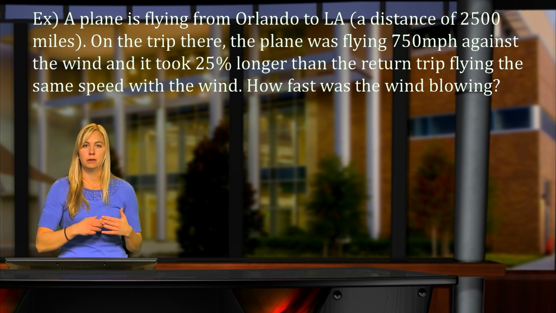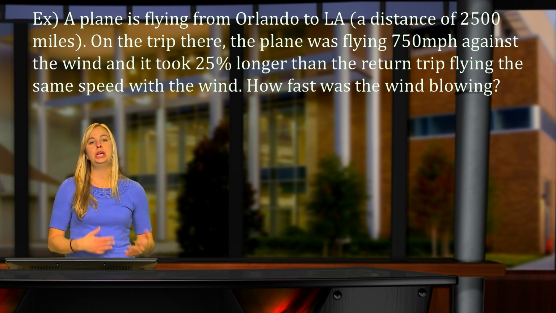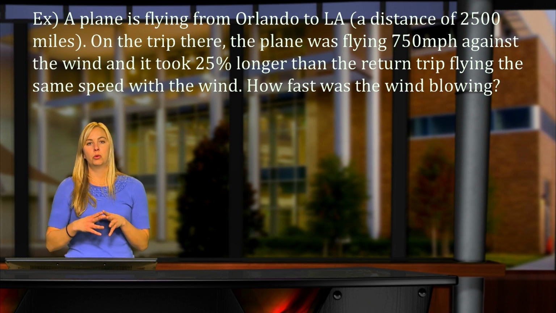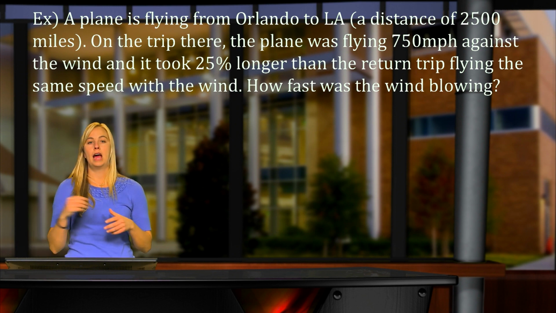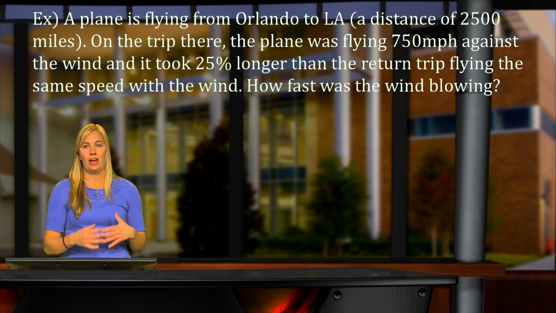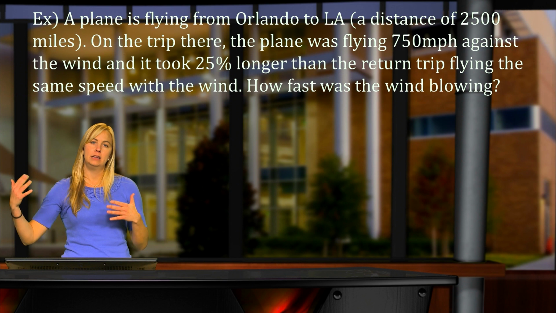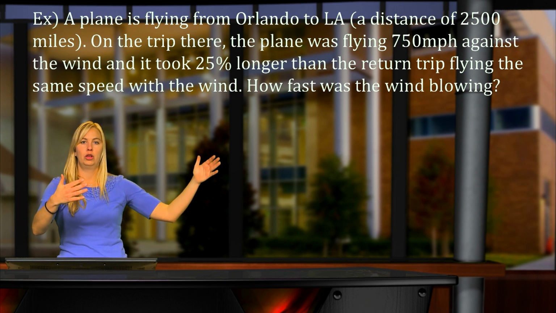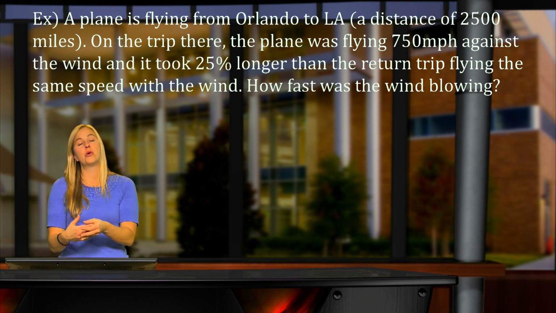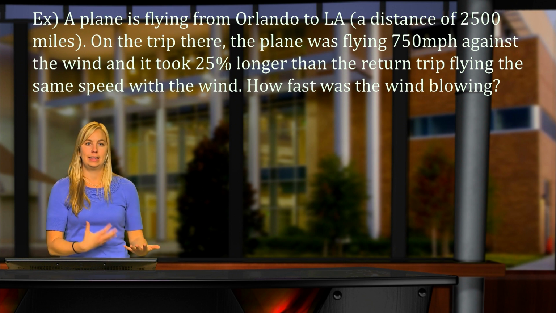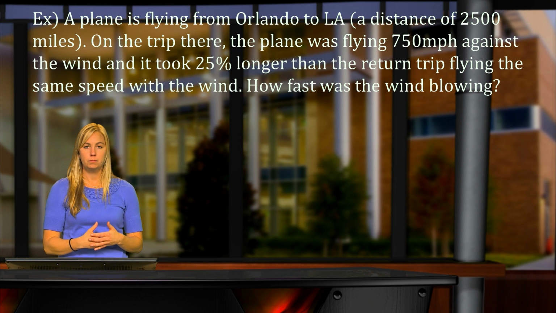So take a second, maybe pause the video and reread this problem. We want to make sure that we understand what's going on. So try to visualize in your head, we've got a plane and it's traveling from Orlando all the way to LA. Now, on the trip out to LA, it's flying against the wind. What does that mean? What does that tell us? Well, that means when we set our plane at cruise control, there's a force acting against it, which means it's going to actually go slower than that 750 miles that we set the speed at for the plane.